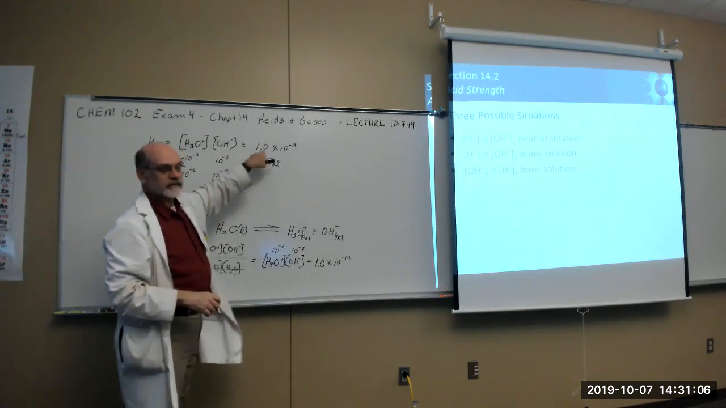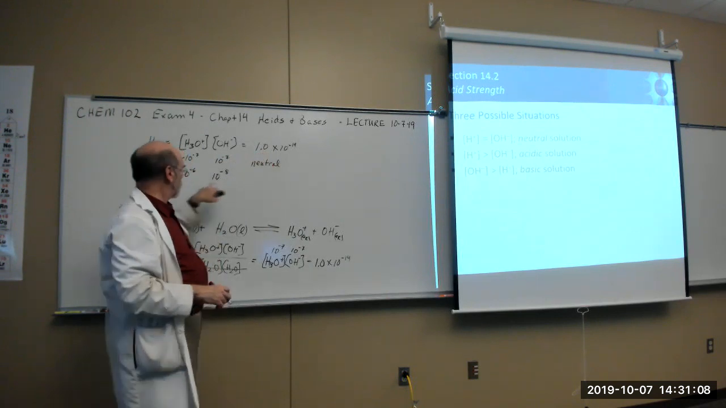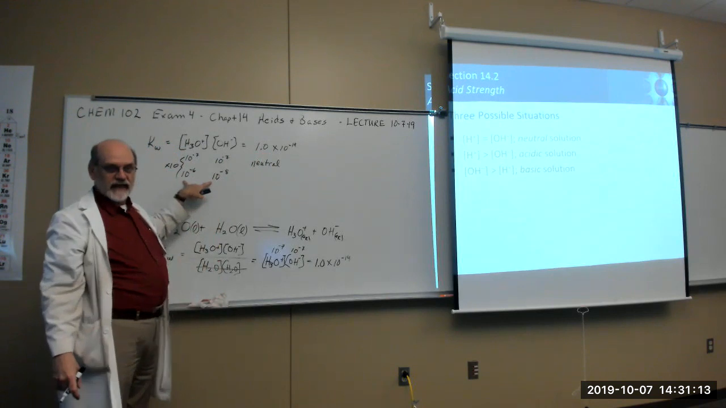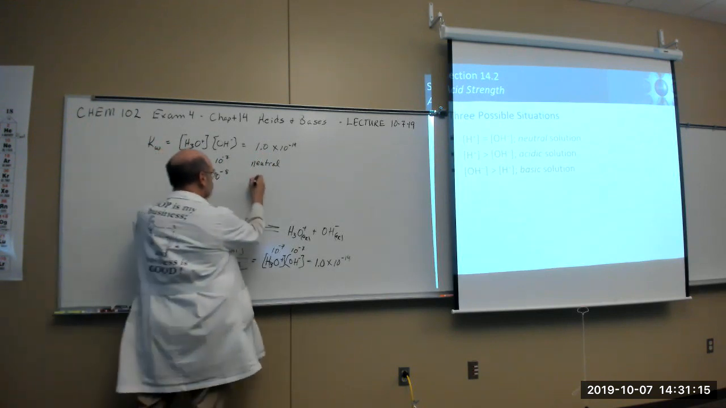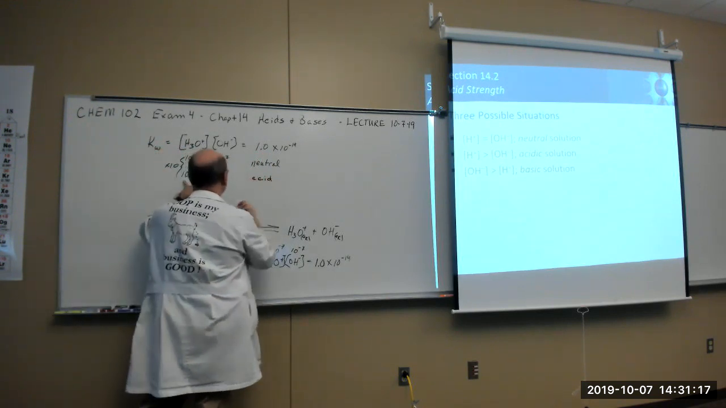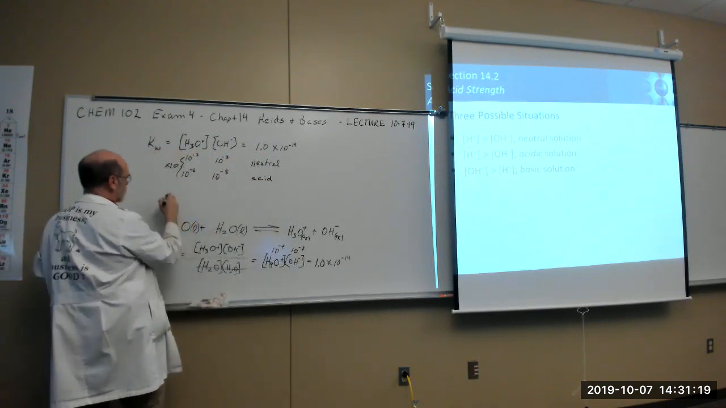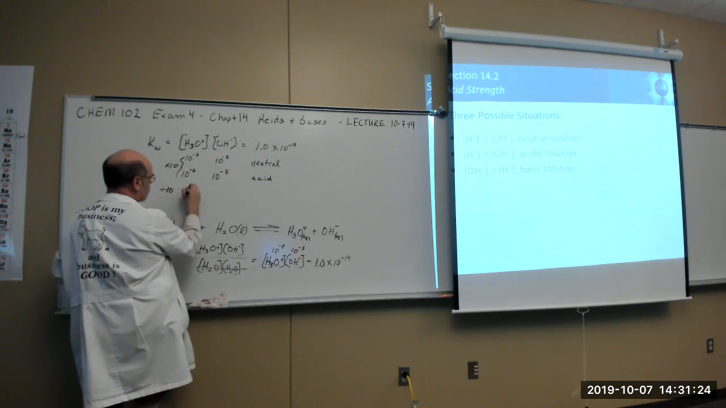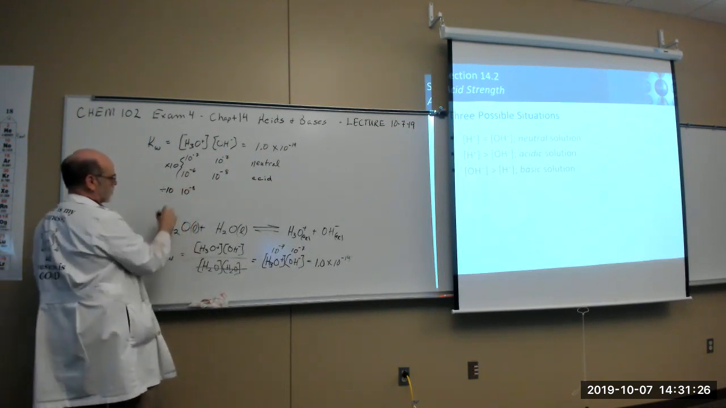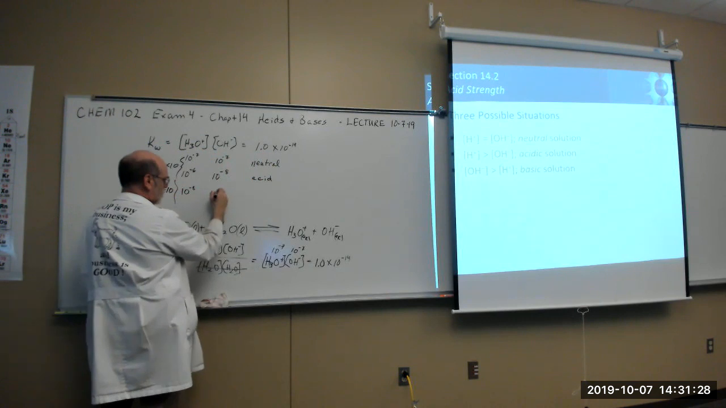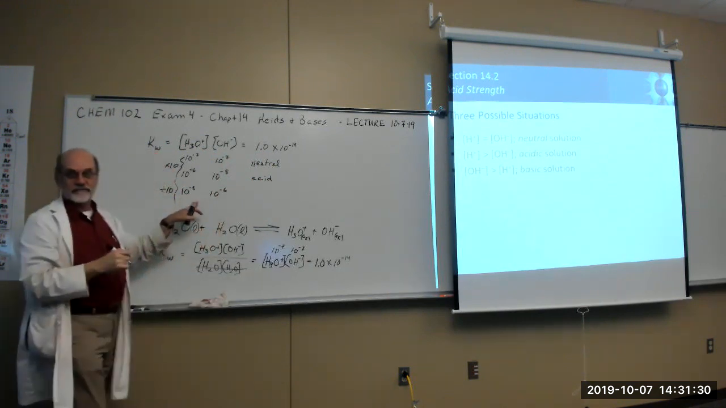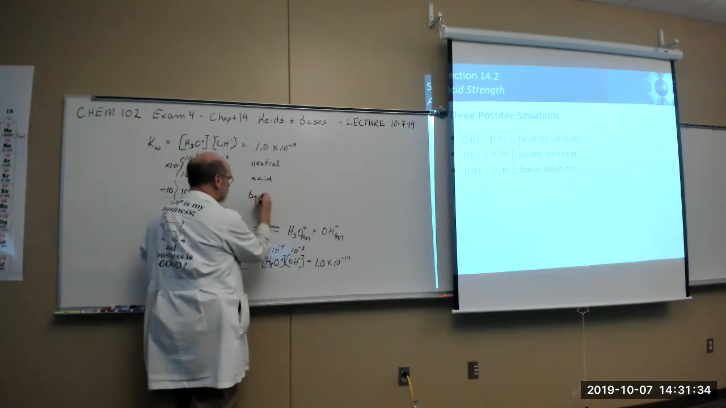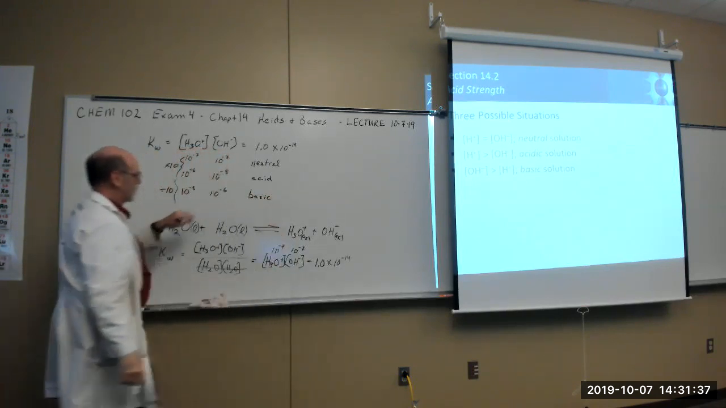Because that's a constant. If that's a constant, then we cannot violate that balance. So that makes this acidic. What if we went the other direction? Say we divided by 10. And this would be 10 to the minus 8. This would be 10 to the minus 6, wouldn't it? And that would be basic. Okay?